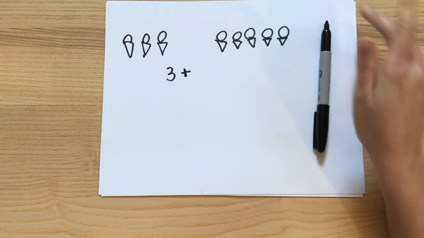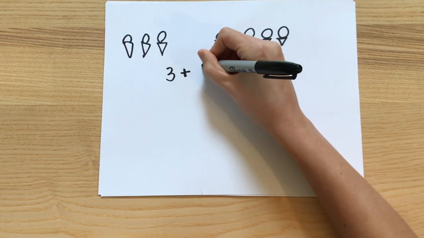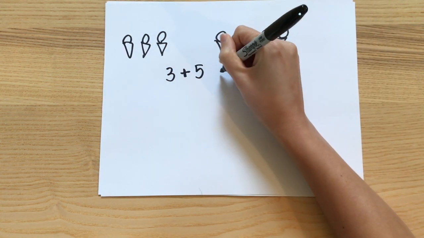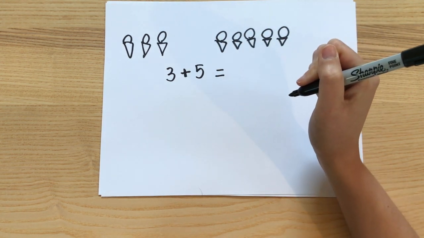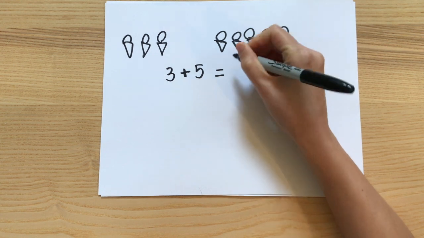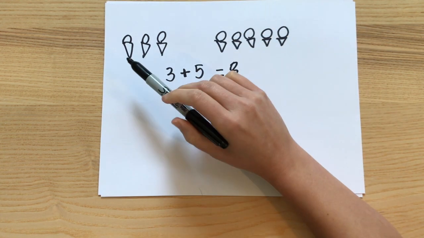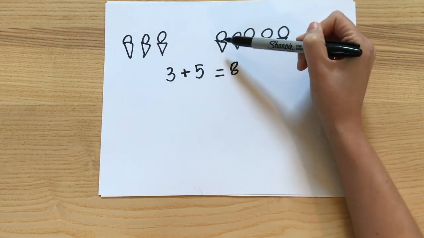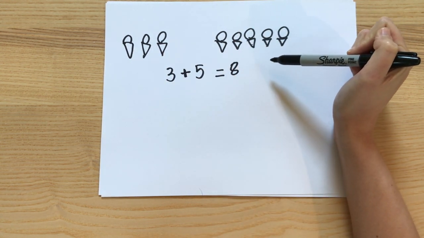Then they had 5. 1, 2, 3, 4, 5. And 3 and 5 make, yep, they make 8. We can double check by counting from the beginning. 1, 2, 3, 4, 5, 6, 7, 8. What's another way you could double check?